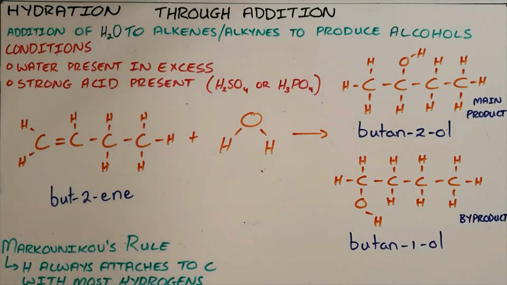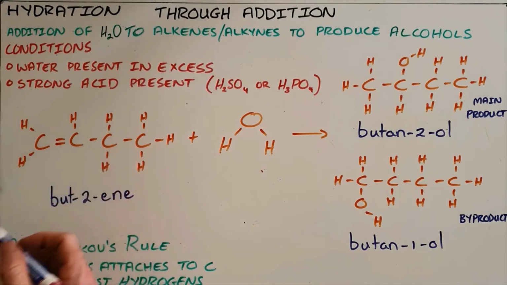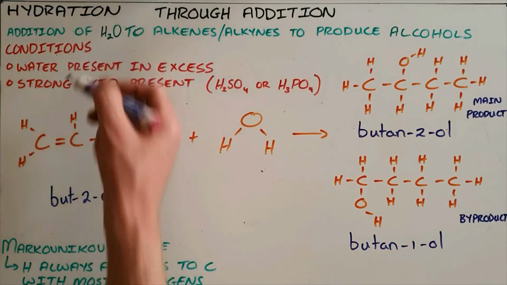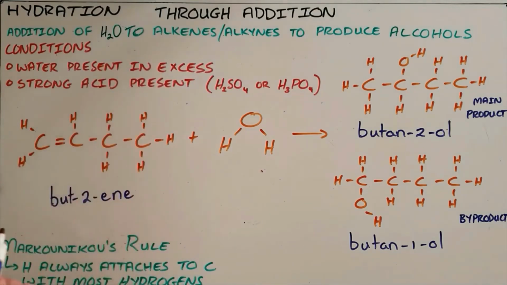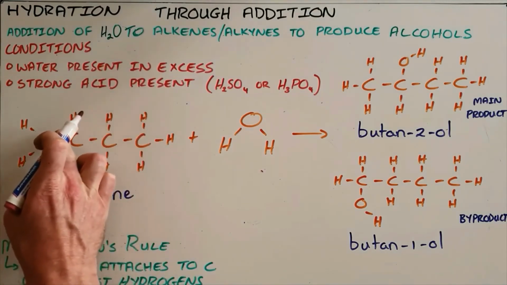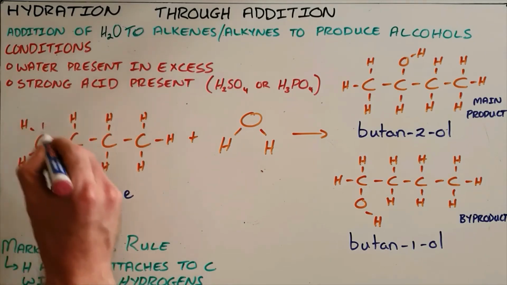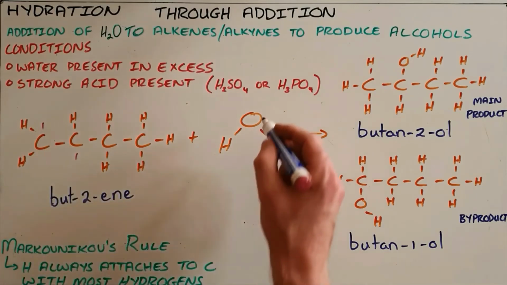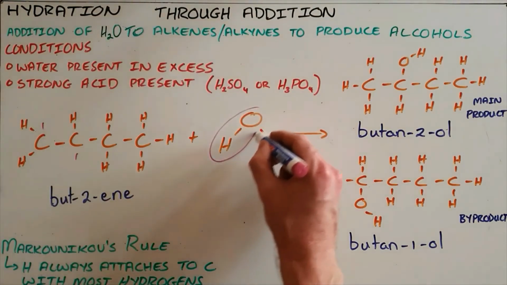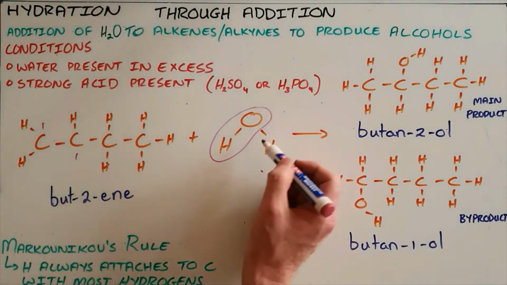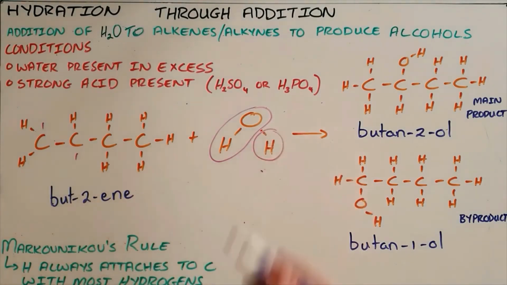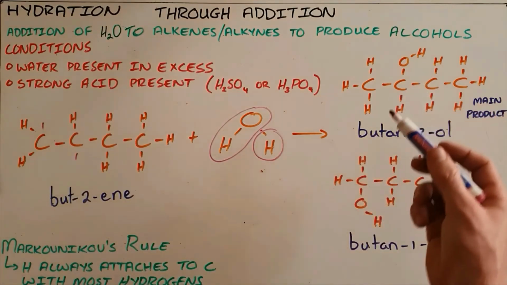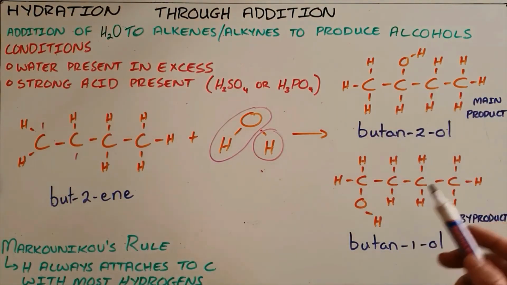As an example, we have here butene, which has a double bond on the first carbon, and when combined with water with these conditions, that being excess water and a strong acid presence, we break the double bond on that first carbon, which leaves each carbon looking to form new bonds. The water molecule then also breaks up into a hydroxyl group and a hydrogen ion, which can then attach themselves onto those carbons. And once again, we have 2 possible products.